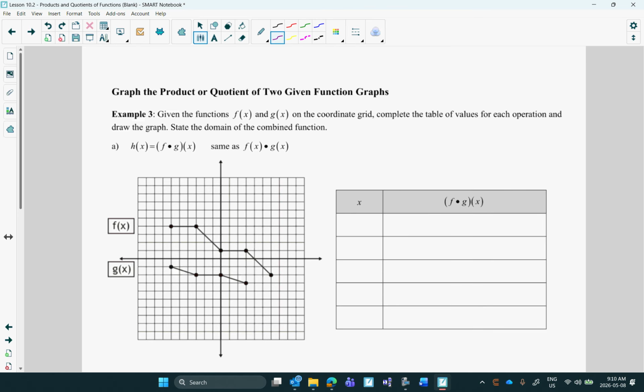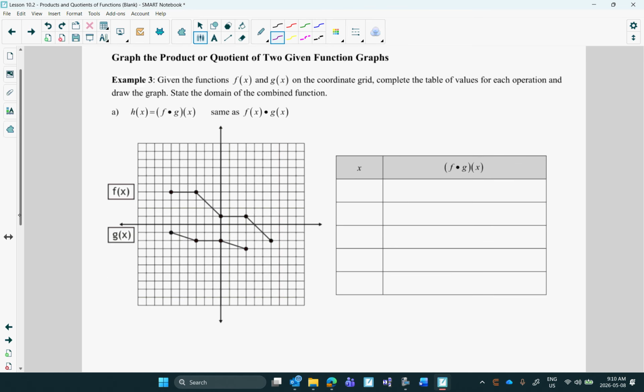Okay, now this last one. Again, we're going to do a graph. We'll just do multiplication. Remember, we can only graph the domains that they have in common. So our x values are going to be -6, -3, 0, and 3. And again, find the y values for each of them, but this time multiply them together.